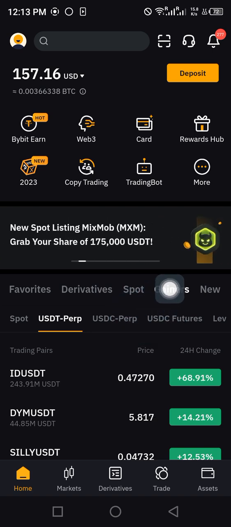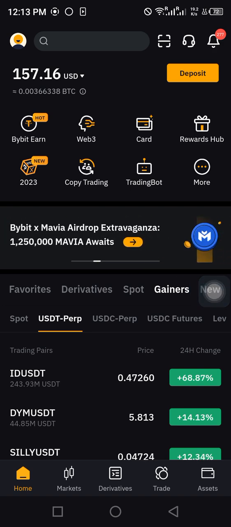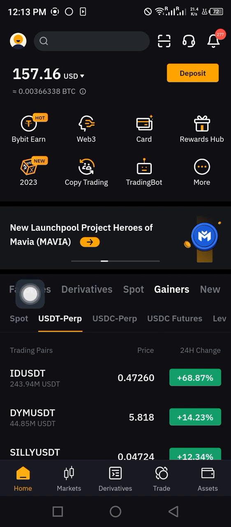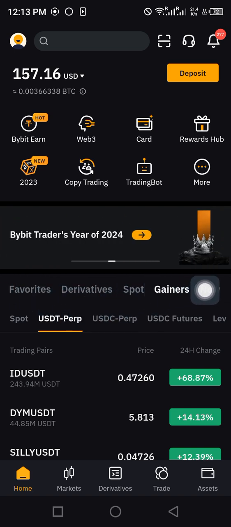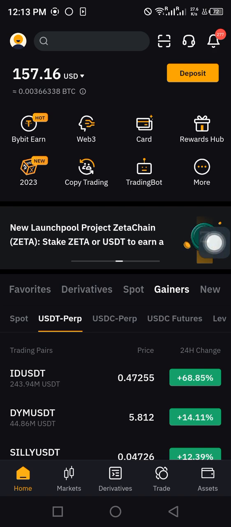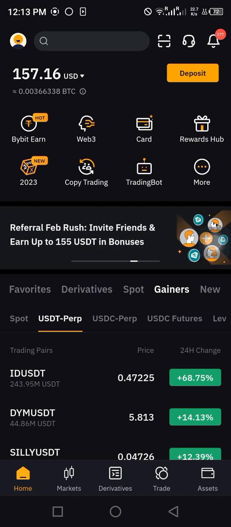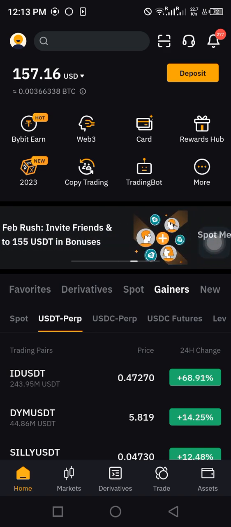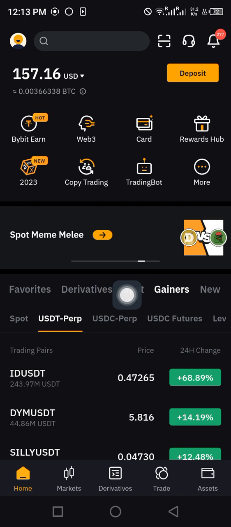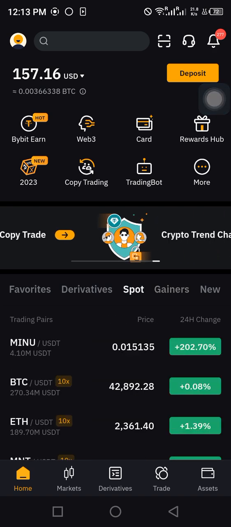On our gainers section on the home page, you can see it shows you favorites, derivatives, spots, gainers, and new. So these gainers tell you the coins that are selling rapidly in the market. But our target today is on our spot session. So all you need to do is ensure that all the coins being traded on spots are the ones you are working with. So you click on your spot session.